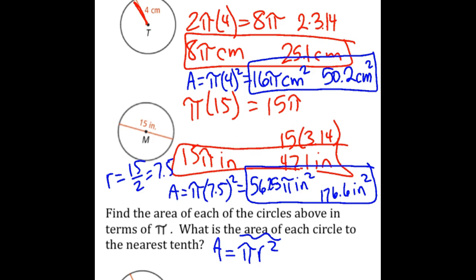All right, you can see my answer for the second one up there. The radius is half the diameter, so I went 15 divided by 2 to get 7.5. Plug that in, I got in terms of pi, 56.25 pi inches squared, and rounded to the nearest tenth, 176.6 inches squared.